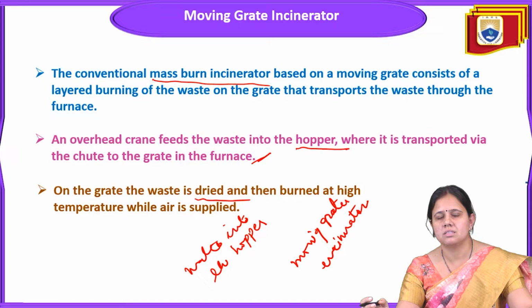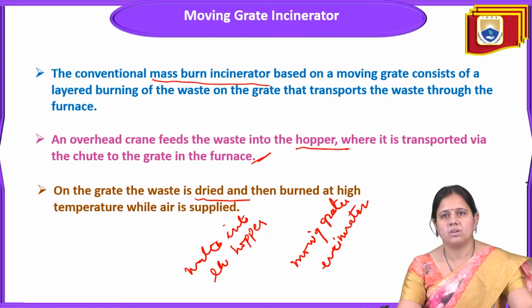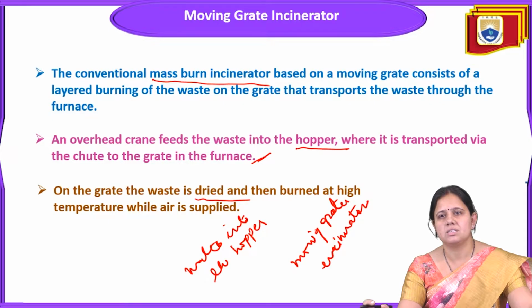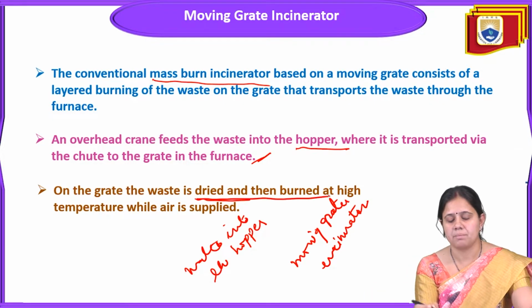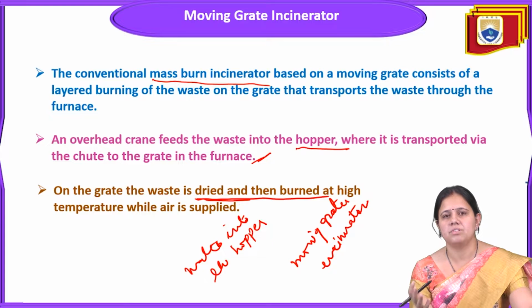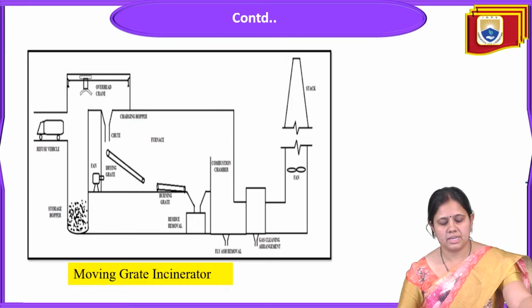The moving grate incinerator consists of layered burning of waste on the grate that transports the waste through the furnace. An overhead crane feeds the waste into the hopper, where it is transported by the chutes to the grate in the furnace. On the grate, the waste is dried and then burned at high temperature while air is supplied. So this is the basic meaning of the moving grate incinerator. Now we come to its design.